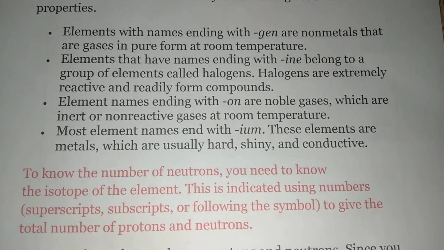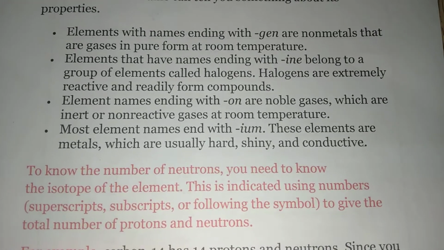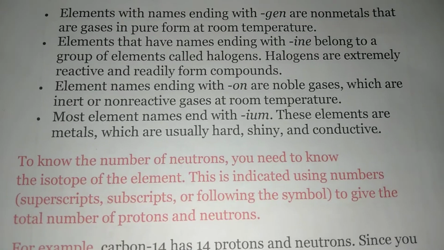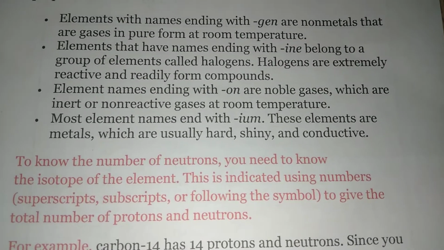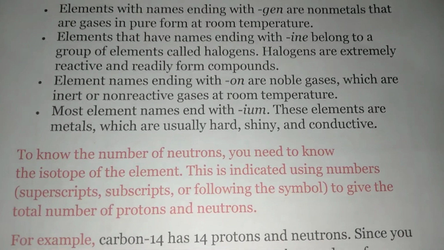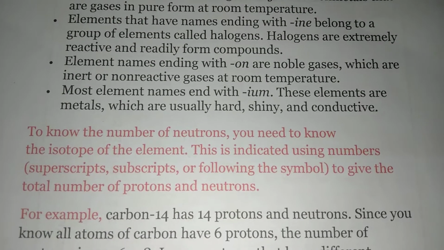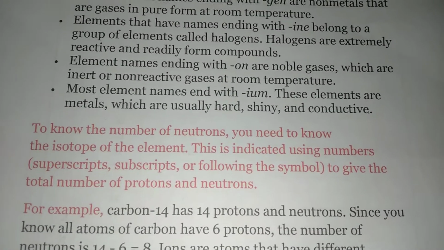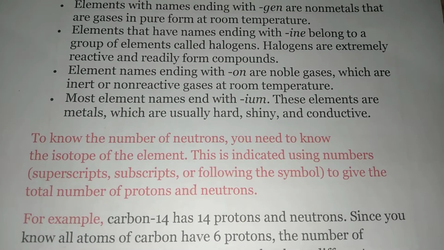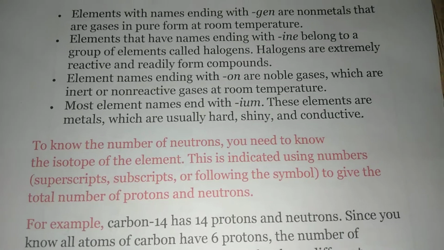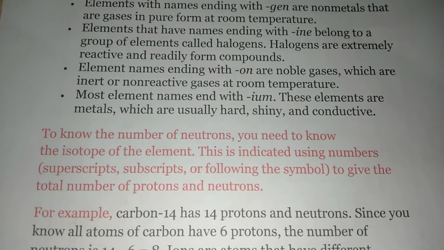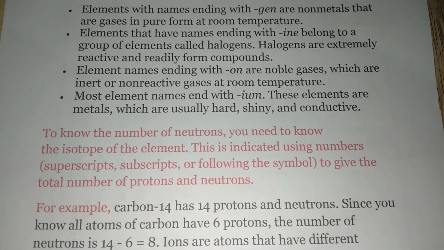Elements with names ending with "gen" are nonmetals that are gases in pure form at room temperature. Elements that have names ending with "ine" belong to a group of elements called halogens. Halogens are extremely reactive and readily form compounds. Element names ending with "on" are noble gases, which are inert or non-reactive gases at room temperature. Most element names end with "ium". These elements are metals, which are usually hard, shiny and conductive.